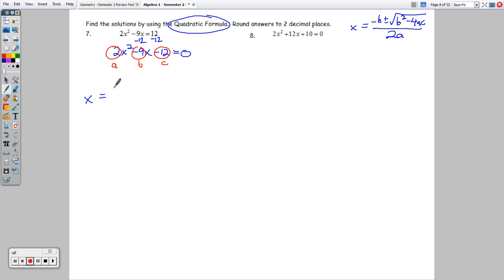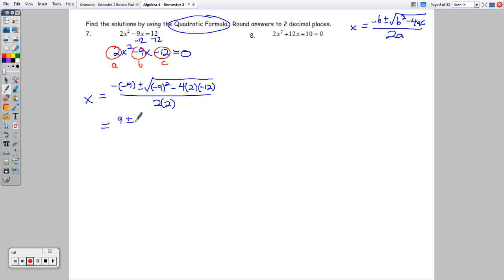I've got x equals negative, opposite of negative 9. And then with these negatives, make sure you include those in parentheses. Otherwise, if you're not squaring the negative, you're going to get a negative value instead of the positive value that you should get. So here, negative 4 times 2 times negative 12, all over 2a, all over 2 times 2.